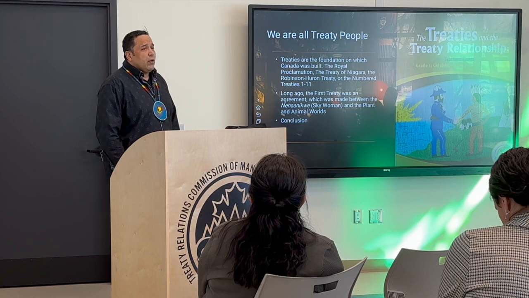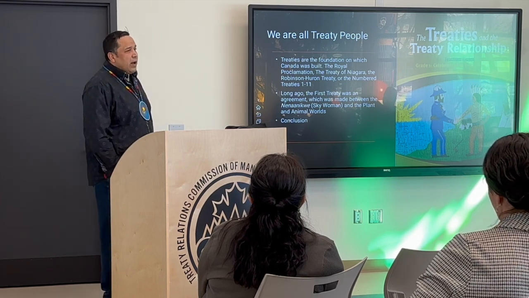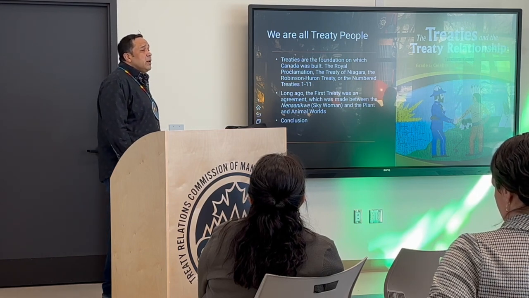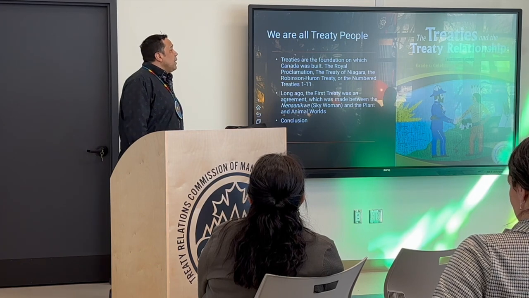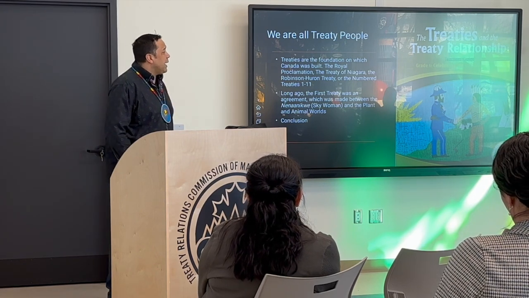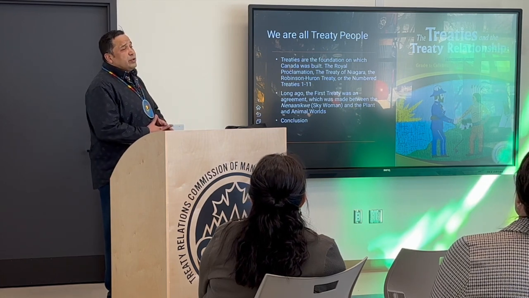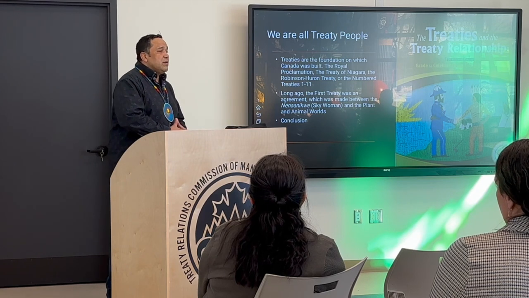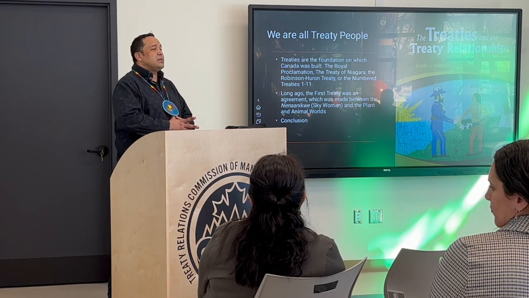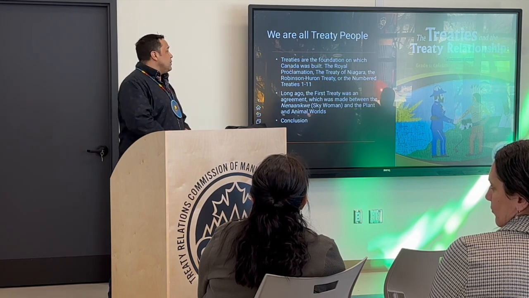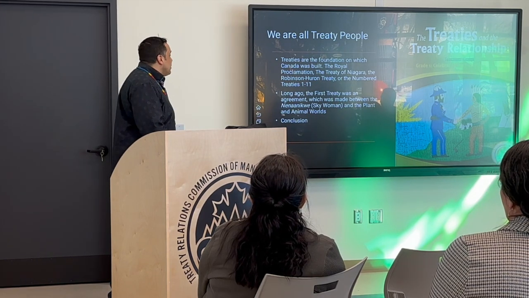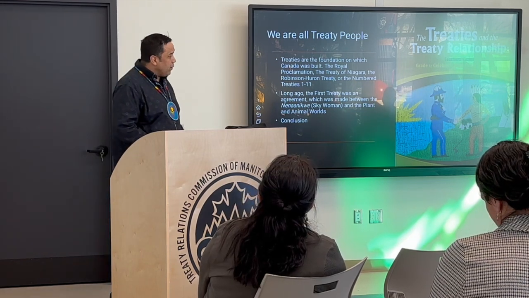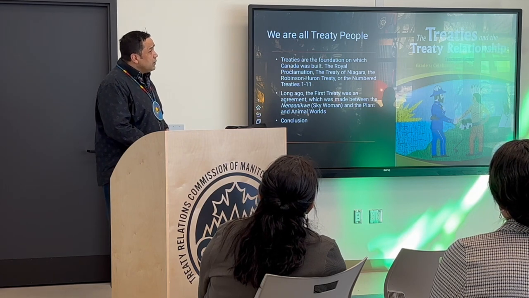So we all know a little bit about the number of treaties and how they're the foundation of what Canada was built on. If it wasn't for those number of treaties, we'd be Americans right now. But the Royal Proclamation, the Treaty of Niagara, the Robinson-Huron Treaty, and the numbered treaties 1 to 11 are all the foundation that Canada is built on. But long ago, there was a first treaty that was an agreement that was made between the Manitoba, Skywoman, and plant and animal worlds. And we'll go into the conclusion too.